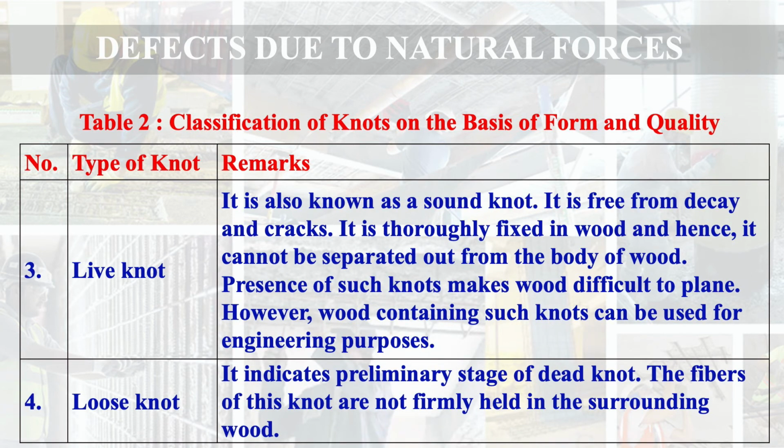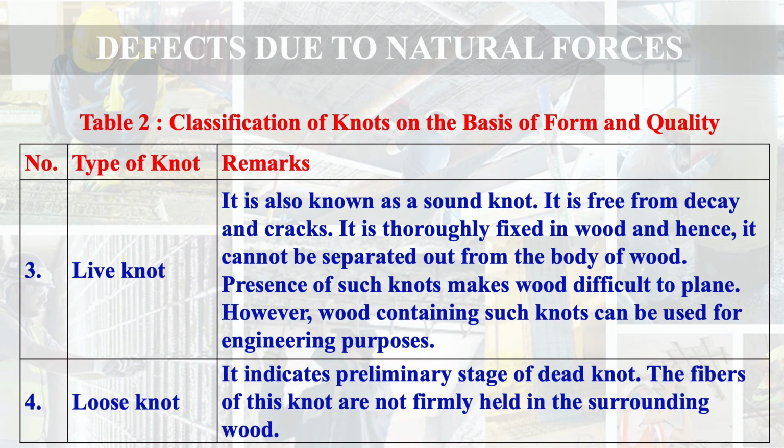Then third type of knot is live knot. It is also known as sound knot. It is free from decay and cracks. It is thoroughly fixed in wood, and hence it cannot be separated out from the body of wood. Presence of such knots make wood difficult to plane. However, wood containing such knots can be used for engineering purposes.